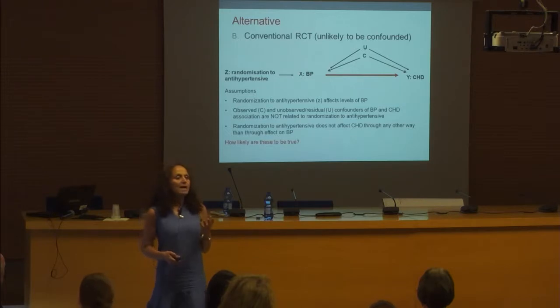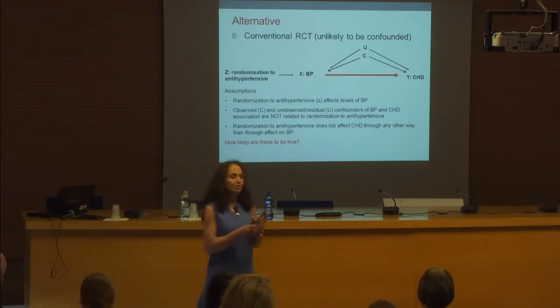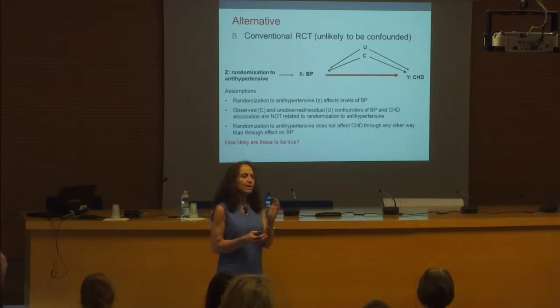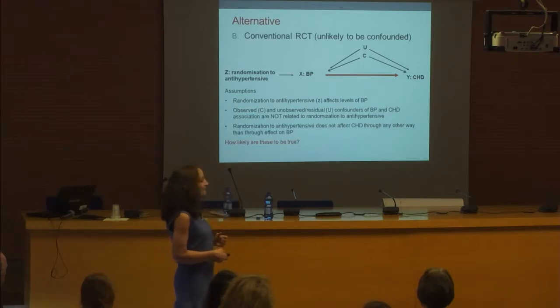There is another way that we could use to examine this question of what's the causal magnitude of blood pressure on coronary heart disease, and that's using a randomised control trial analysis. And in that approach, what we would do is an instrumental variable analysis in randomised control trials.